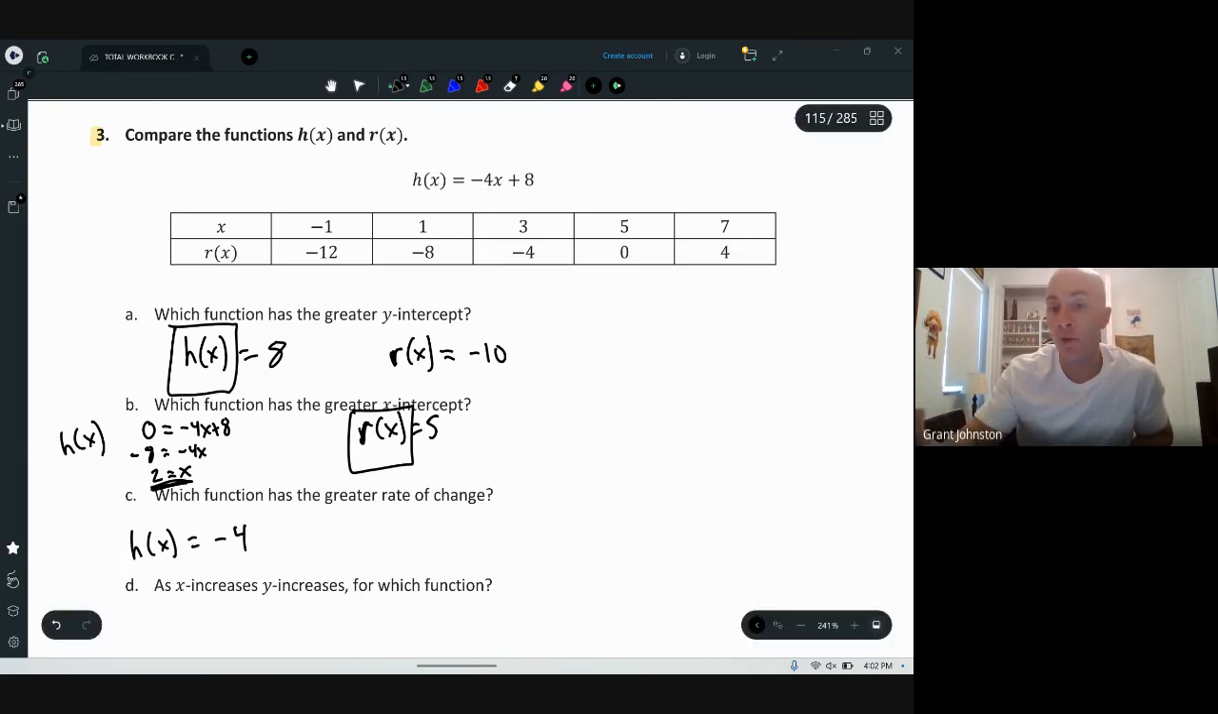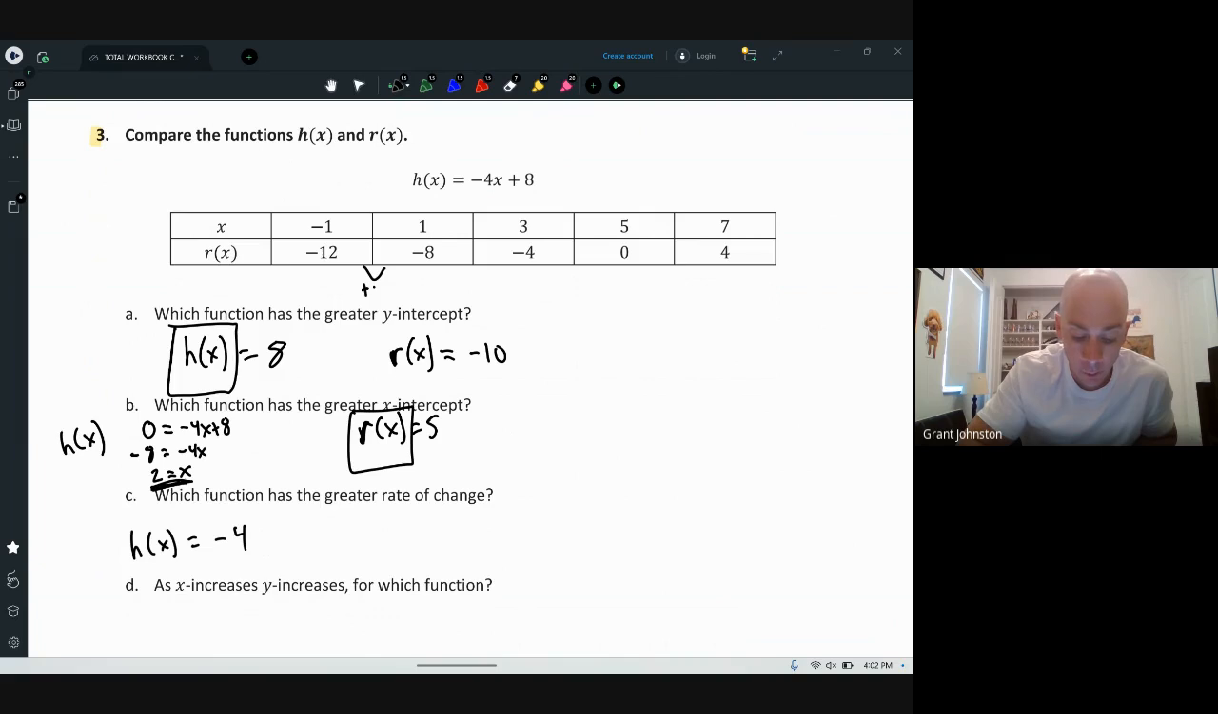For the table, I'm going to find the slope. I'm just going to do rise over run. So it looks like it's going +4 while this is going +2. And that's a consistent pattern here. So the slope, 4 divided by 2, whoops, why did I write +4 there? 4 divided by 2 is just 2. So the slope of r of x is 2. So which one's greater, -4 or 2? Well, 2 is greater than -4.